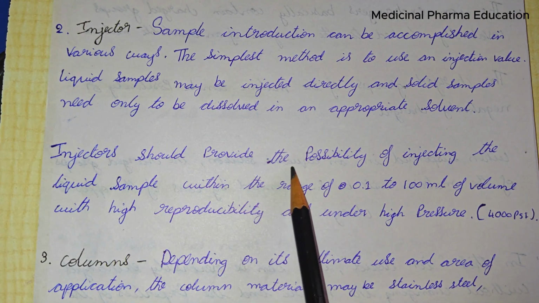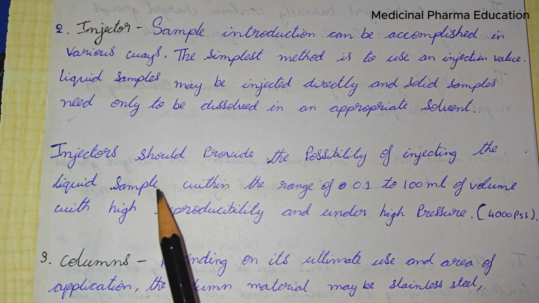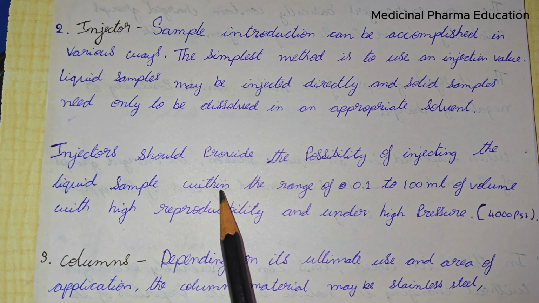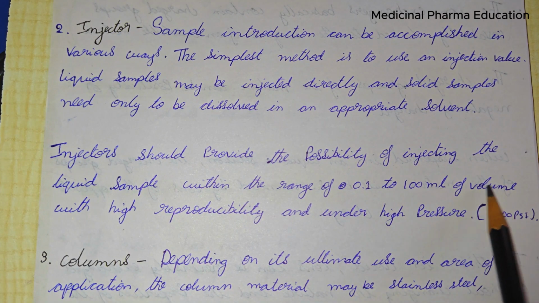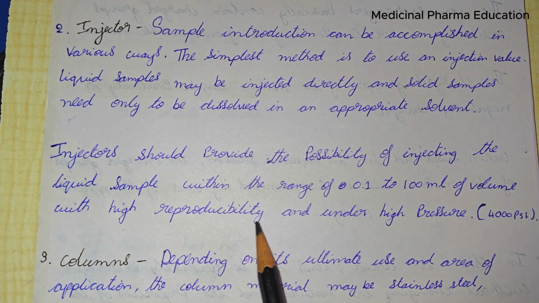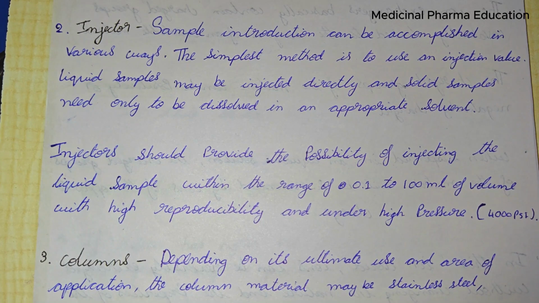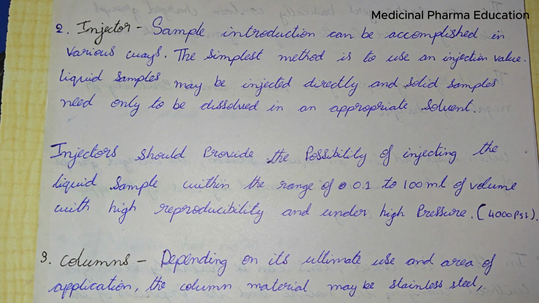Injectors should provide the possibility of injecting the liquid sample within a range of 0.1 to 100 ml of volume with high reproducibility and under high pressure. See, it is telling that it should provide a range of 0.1 to 100 ml, means we must be able to inject 0.1 ml or 100 ml if we want to. That's the range it should provide, and it should be highly reproducible, means if one experiment is done and the second experiment is also completed, the same result should be there.